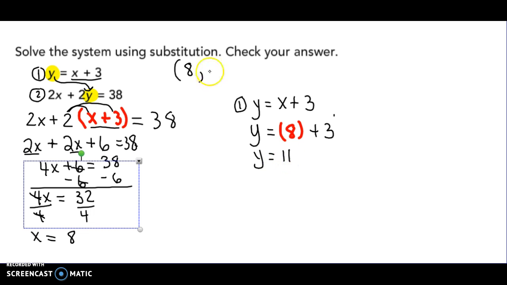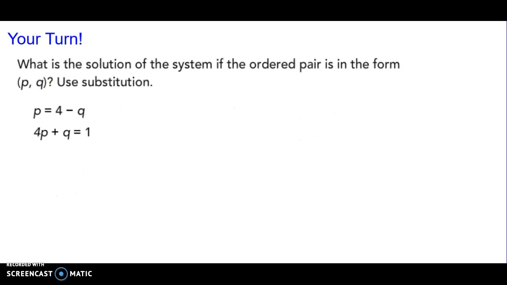So I just found my second portion of my ordered pair, which means the solution to my system of equations is (8, 11). Okay, so we're going to do this one in class. Try to see if you can do it on your own.